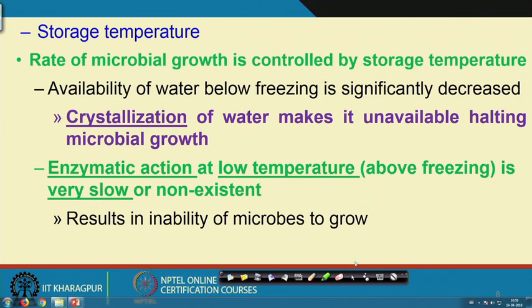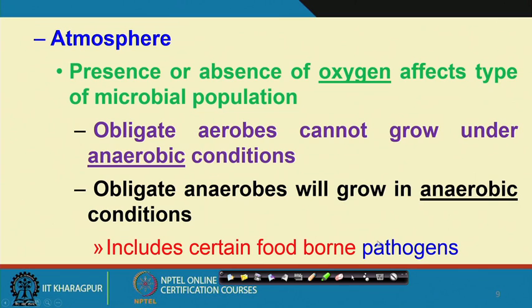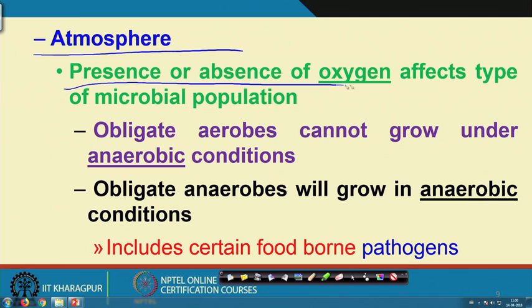So, other extrinsic factors are the atmosphere, that is the condition of the atmosphere surrounding. Presence or absence of oxygen affects the type of microbial population greatly.